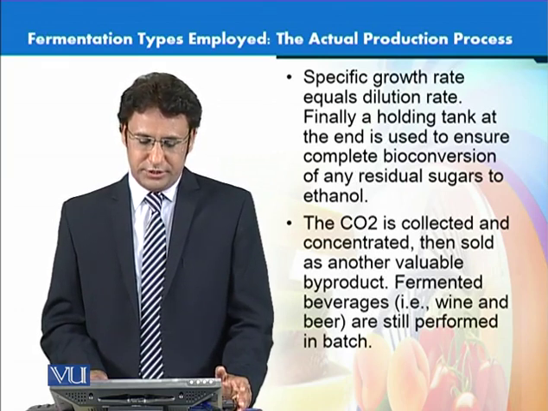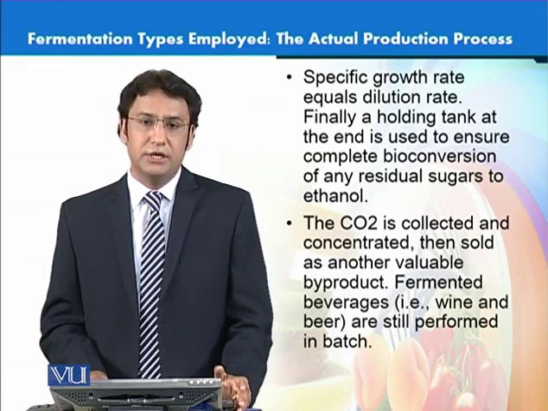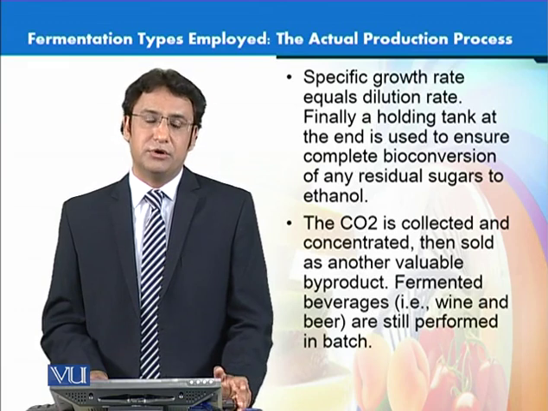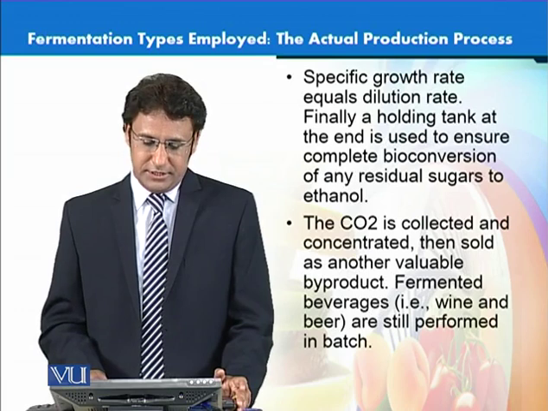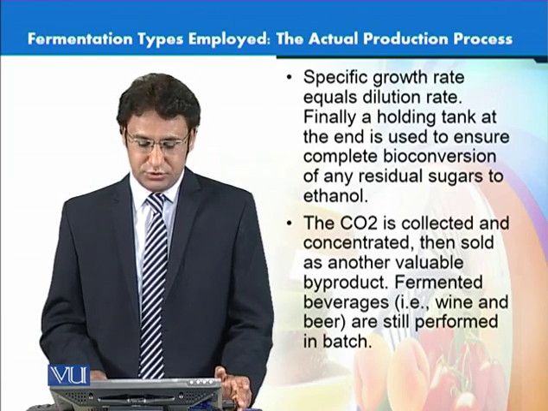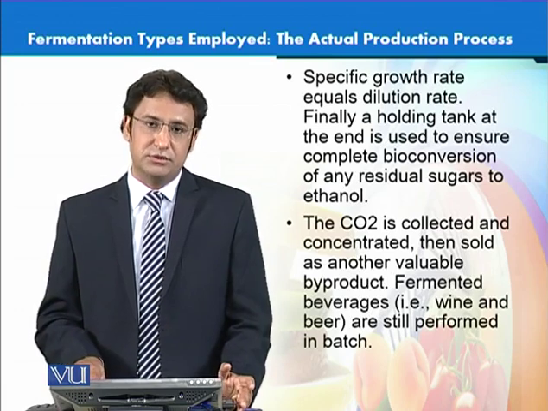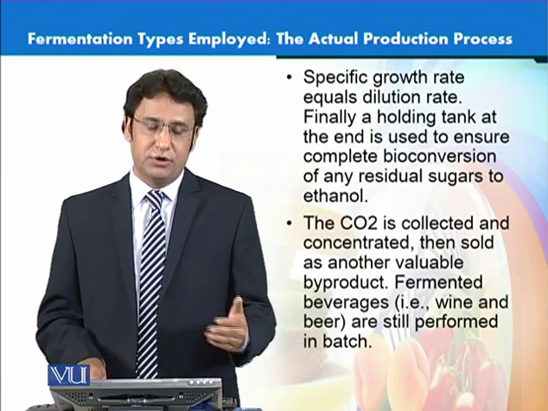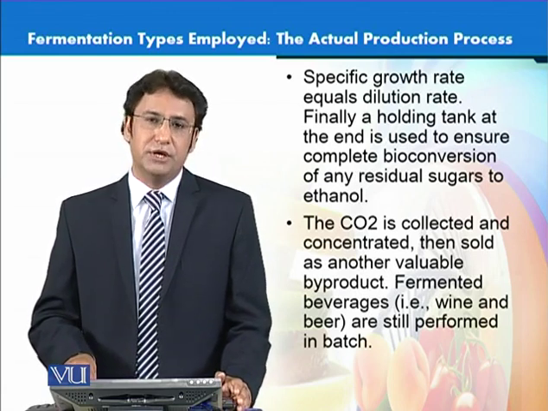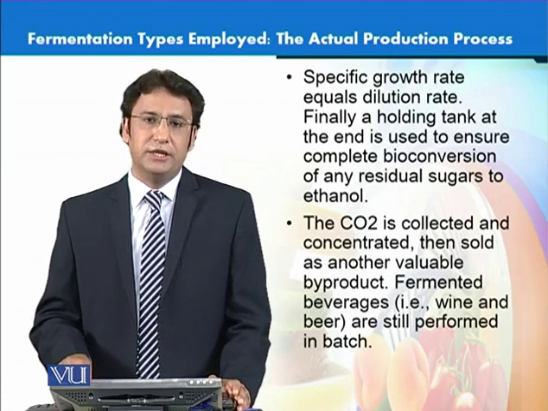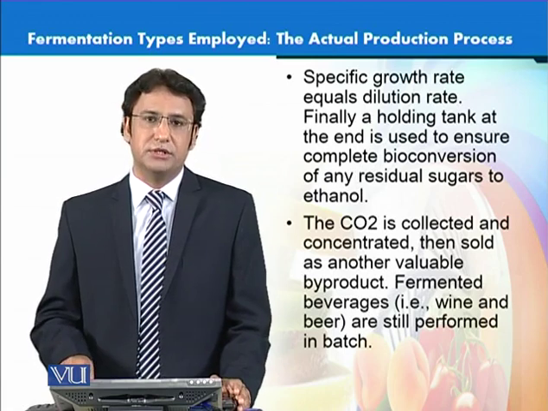If you talk about some of the other things such as carbon dioxide, it can be collected and concentrated, and it can be sold as another byproduct. So sometimes you can target the byproducts as well. For example, this carbon dioxide can be sold as a byproduct just to augment the process, the price, so it can have some economic impact. Similarly, some of the other products such as wines and beers are still preferred to be processed in the batch system rather than the continuous system.